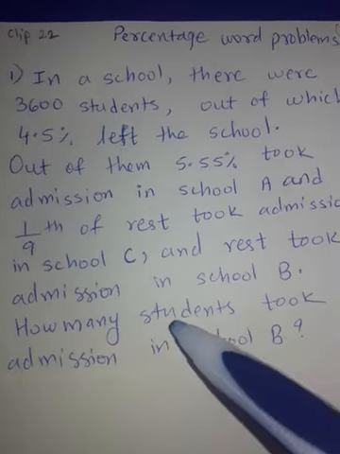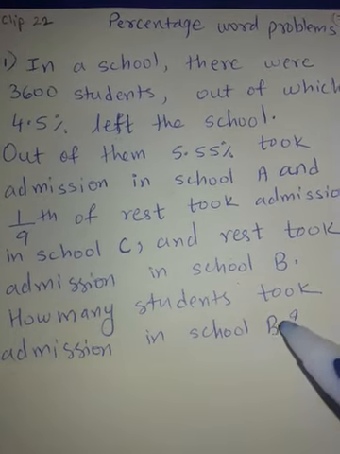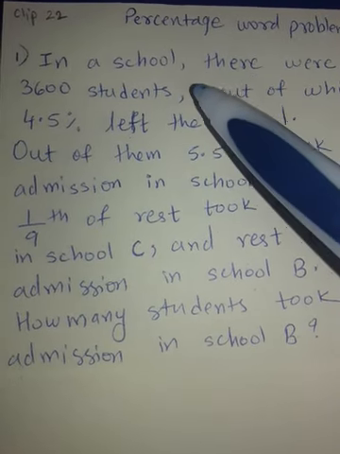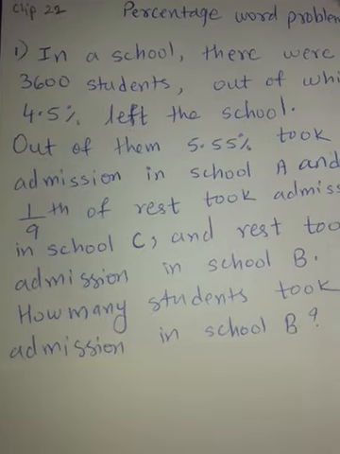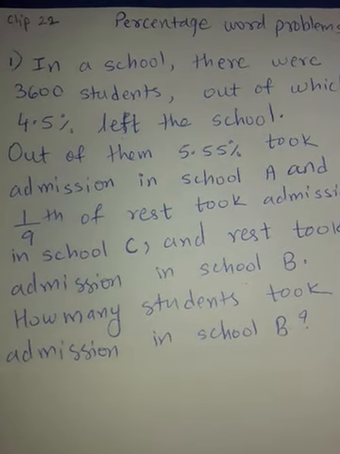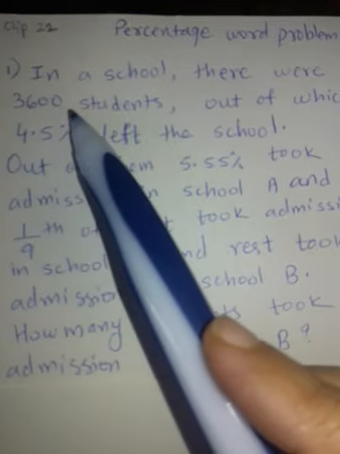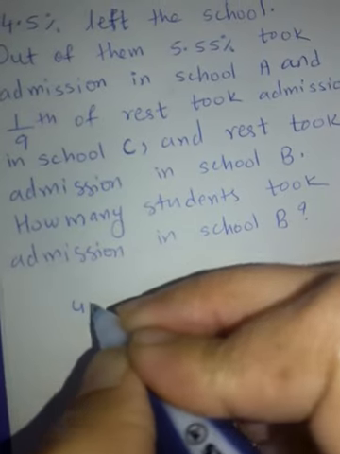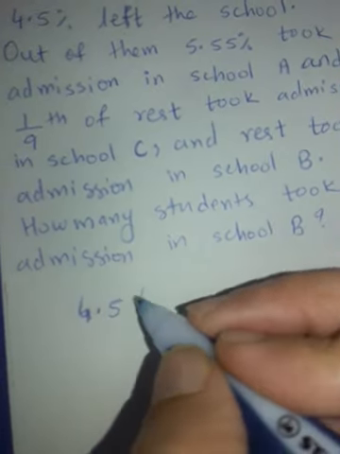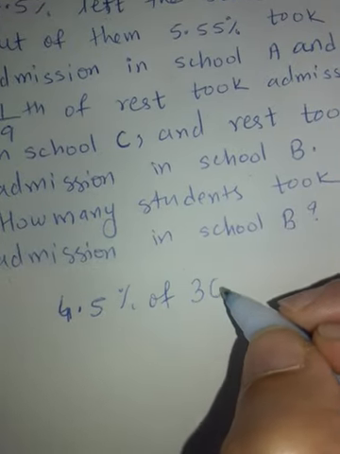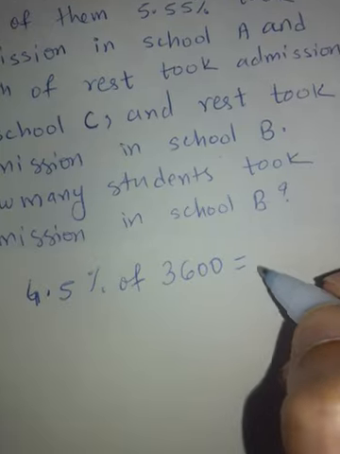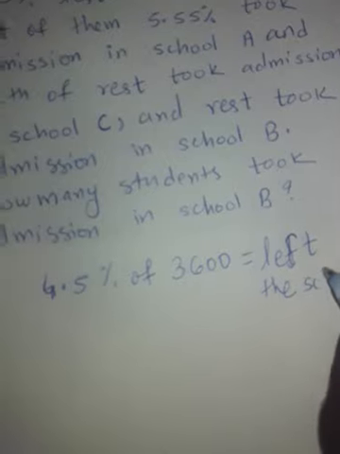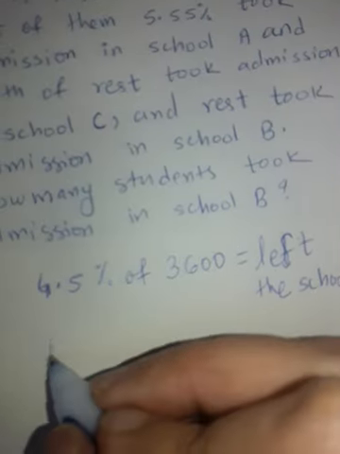For finding out the number of students that took admission in school B, first we need to find out how many students actually left their original school. So let's start finding out. Out of 3,600, 4.5% left the school. So first I need to find 4.5% of 3,600. These many left the school.